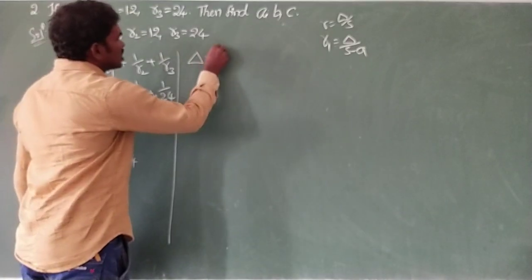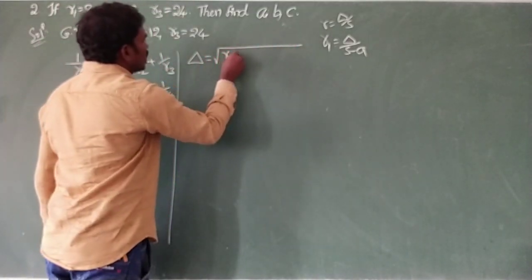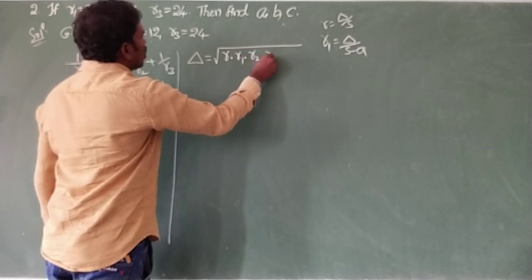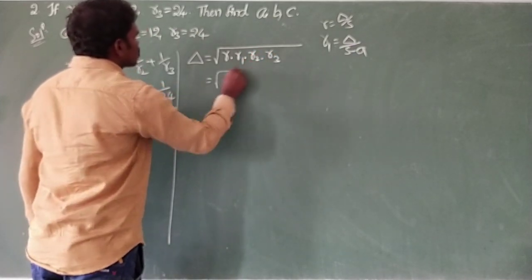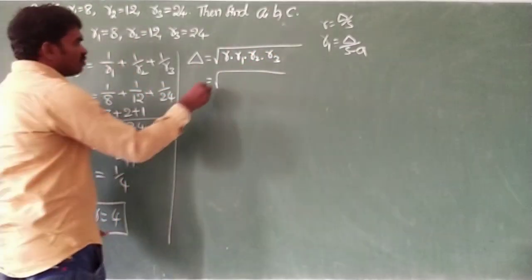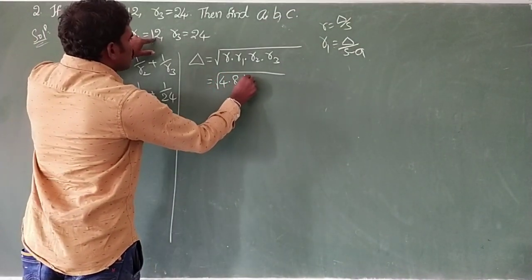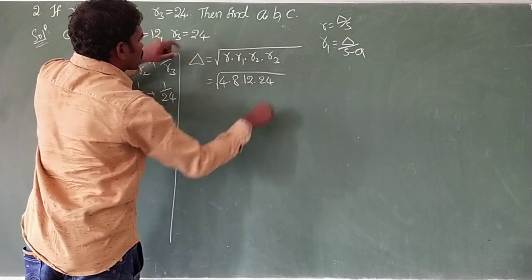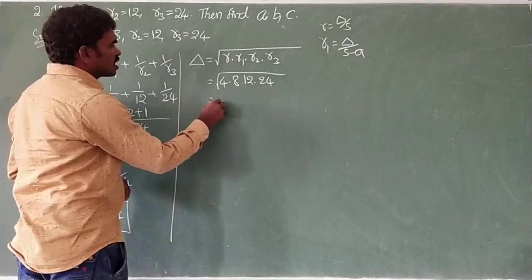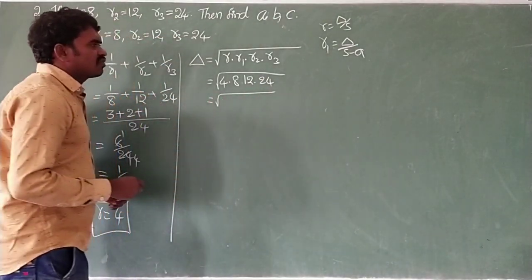Okay, we found one value. Next, we know the small r value and the r1, r2, r3 values. So by using this, we can find delta. That is, the delta formula is the square root of small r into r1 into r2 into r3. Am I right? So small r means 4, into r1 means 8, into r2 means 12, into r3 means 24. So this is also the same process, just to find the factorization.